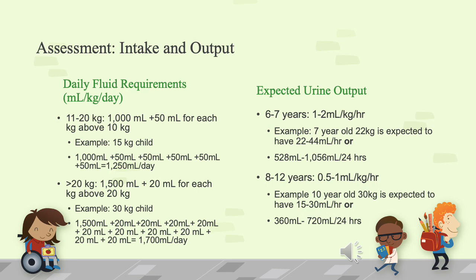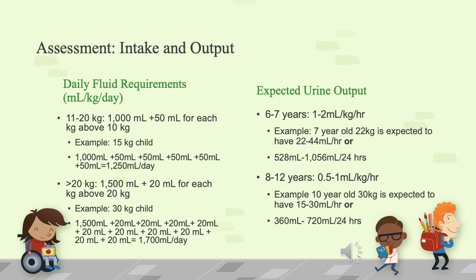So an example is if you have a child who weighs 15 kilos, so right off the bat, you know that they're going to need 1,000 mLs for that day because they're over 10 kilos. Then you have an excess 5 kilos. So for each of those kilos after the 10 kilo, you're going to add 50 mLs. So you'll see I have the 1,000 mLs plus 50, 1, 2, 3, 4, 5 times, and that totals 1,250 mLs per day that child should have.